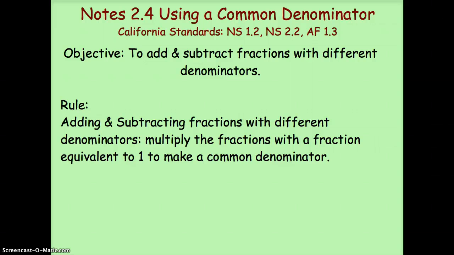So, please write down our rule. Adding and subtracting fractions with different denominators. In order to do this, you multiply the fractions with a fraction equivalent to 1 to make a common denominator. So for example, a fraction equivalent to 1 could be 2 over 2, 3 over 3, 4 over 4, and so on. All of those will create a new fraction with common denominators. Once you do that, all you do is add or subtract just like you did on the last notes.